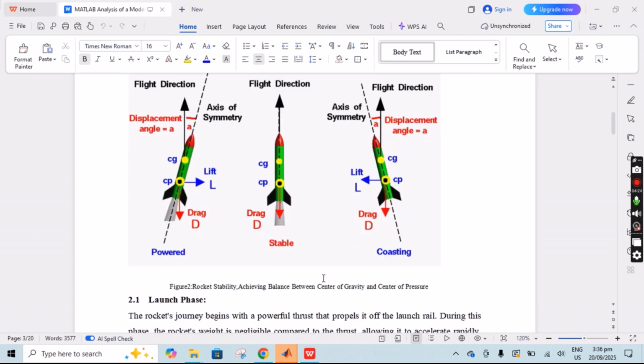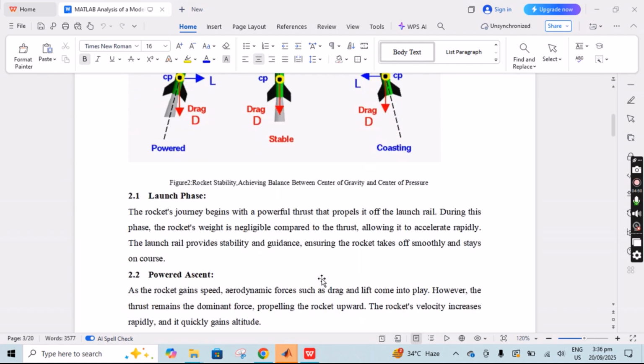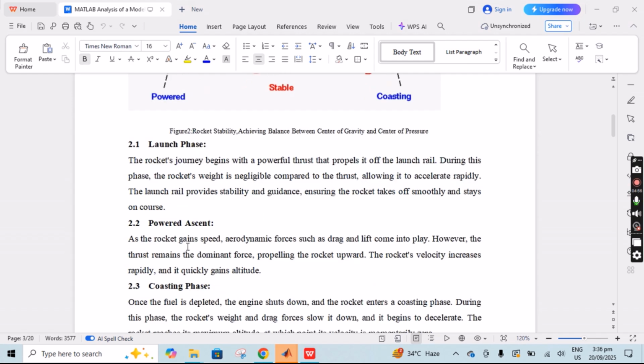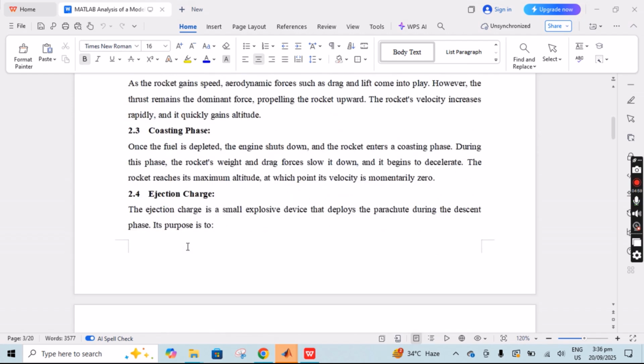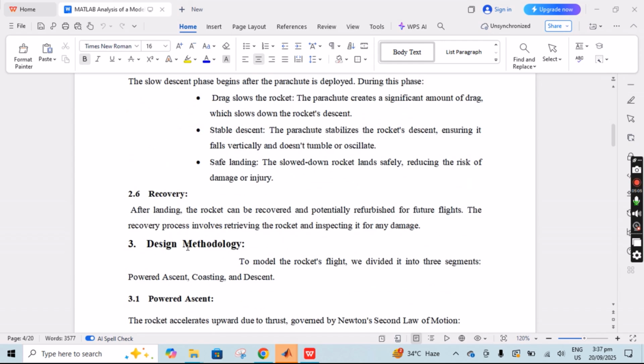Okay, so the second picture defines the flight direction movement according to different axes, how the rocket moves from left to right and right to left according to different displacement angles, and how it stabilizes according to the balance between the center of gravity and center of pressure. So yes, I have explained the complete launch phase, powered ascent, coasting phase, ejection charge, as well as the descent phase and recovery.